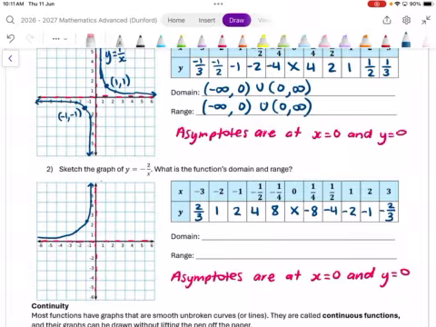And we want to pick one of these points. Now, these points are a little bit nicer. I'm going to choose the point negative 2, 1, to put my coordinate and label the point on. But you could pick negative 1, 2 if you'd like.